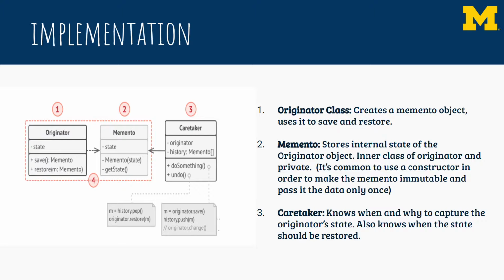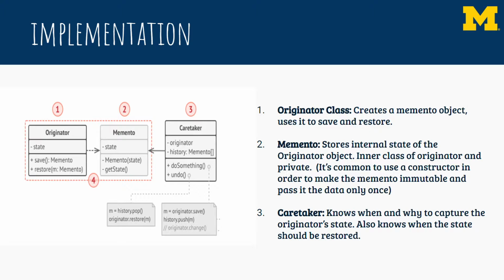So it's common to use a constructor in order to make the memento immutable and pass it the data only once. So that's the memento class, and then the caretaker class knows when and why to capture the originator state. It also knows when the state should be restored.